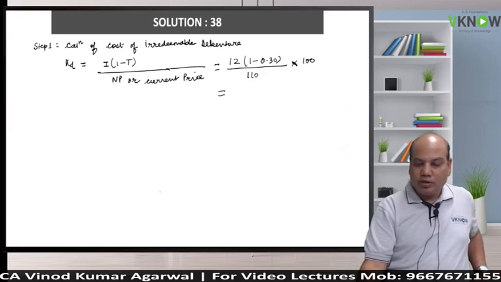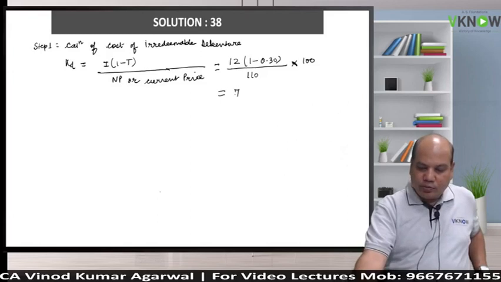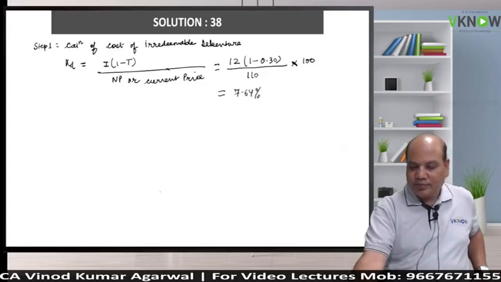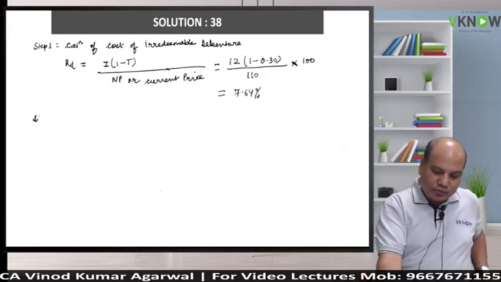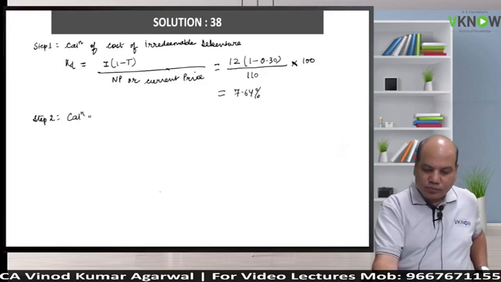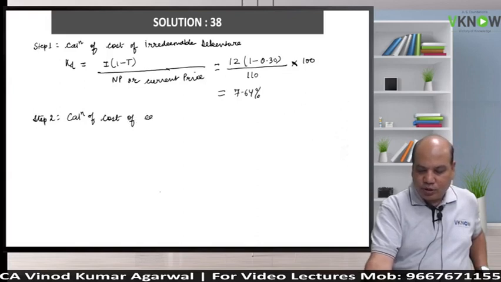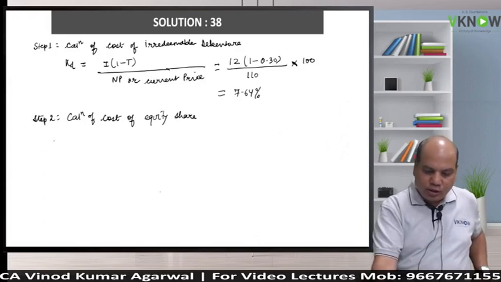So how much is that? 7.64%. So can I write 7.64%? Step 2, write down calculation of cost of equity share. Write a note.